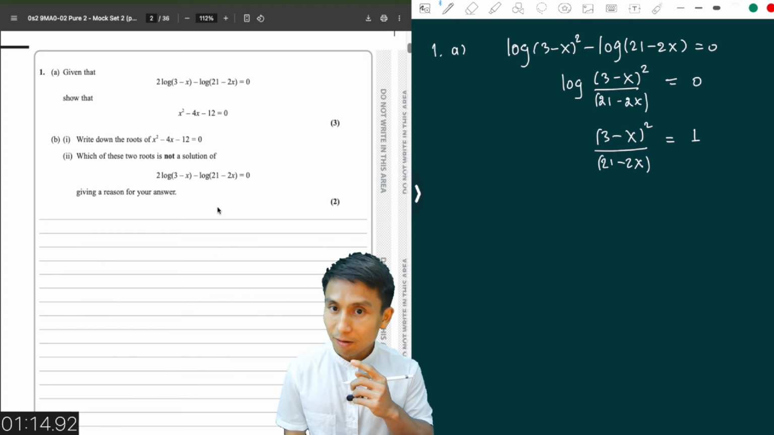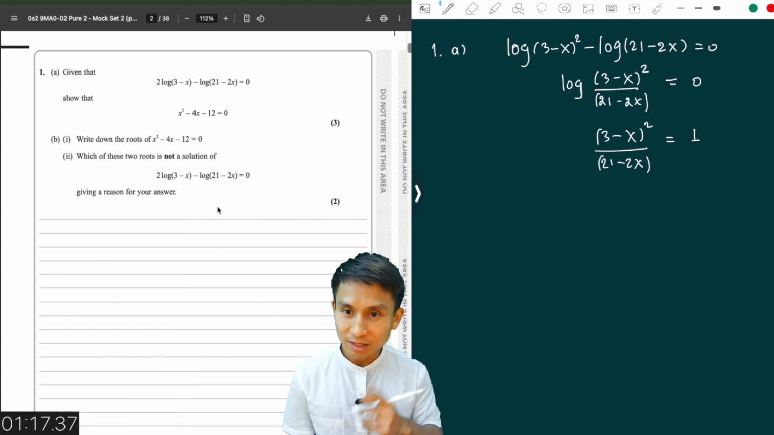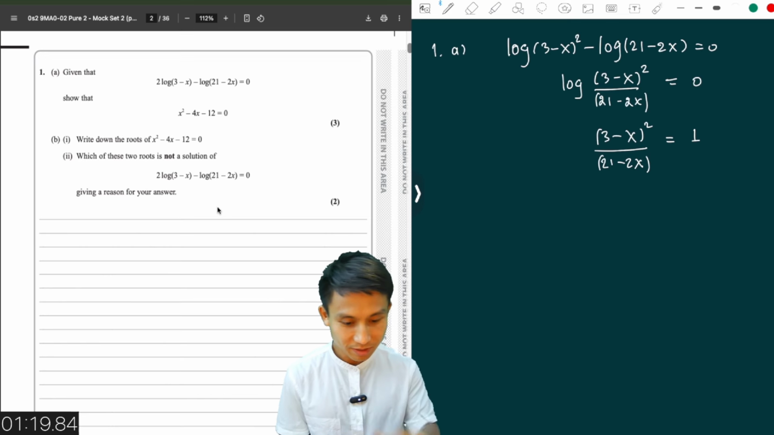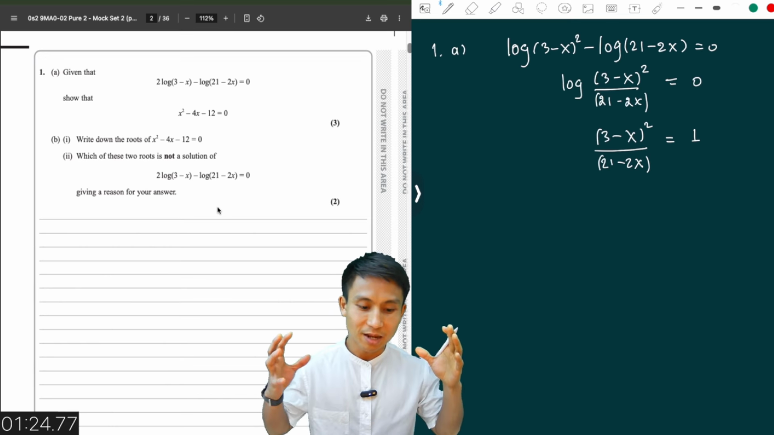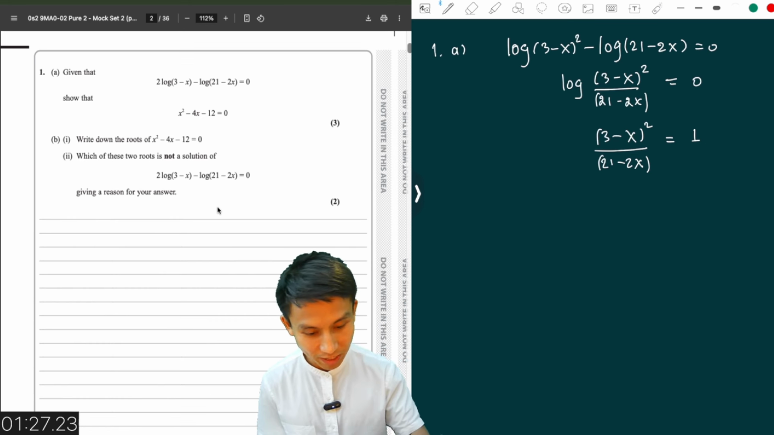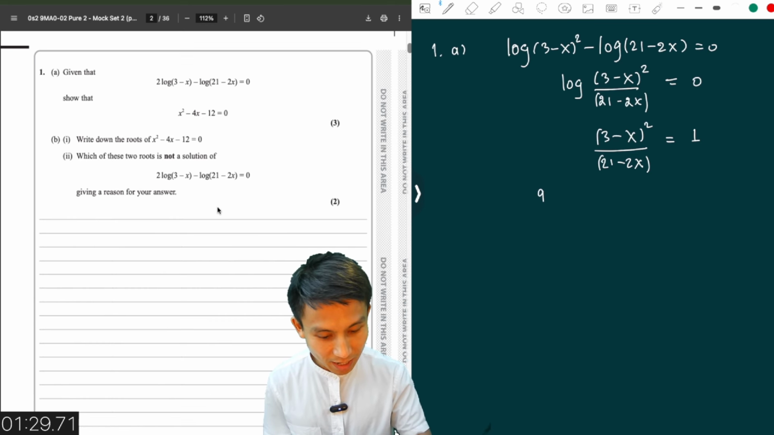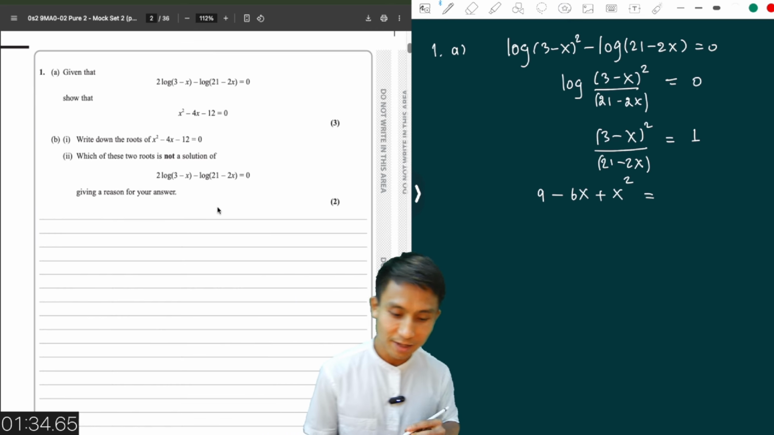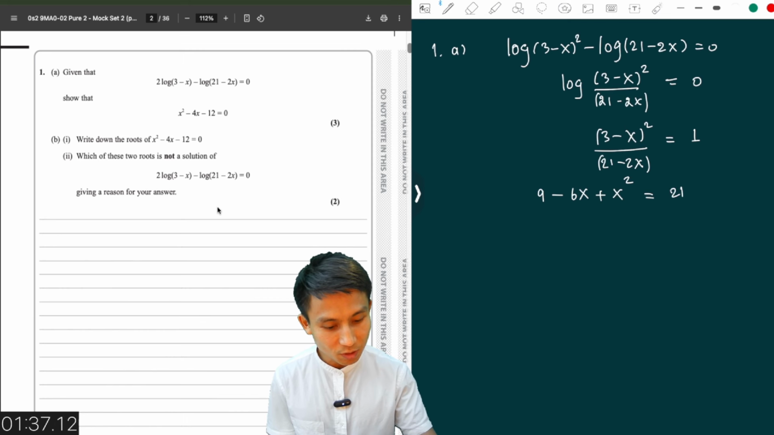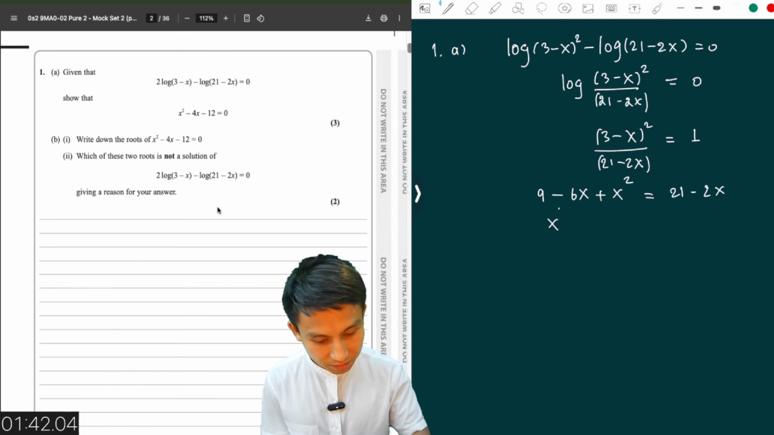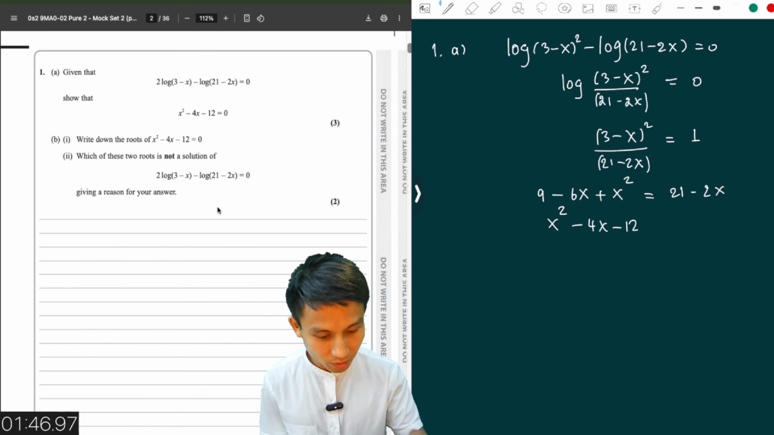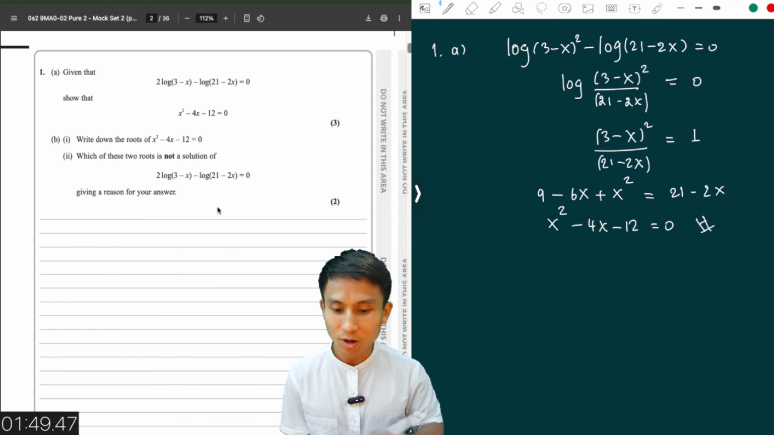And then we're going to have to simplify this, and we need to show that it is a quadratic. So if I multiply 21 minus 2x on either side, and then expand the (3 minus x) squared, I get 9 minus 6x plus x squared. That's the left-hand side. And then plus 21 minus 2x here. And then if I move everything to the same side, I get x squared minus 4x minus 12 equals 0. And that is as required.